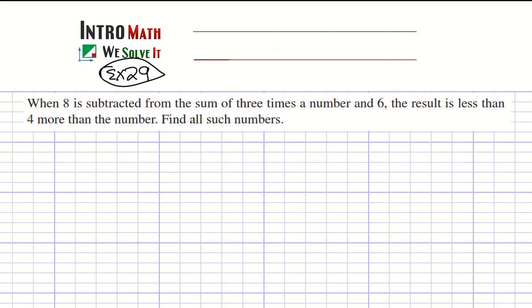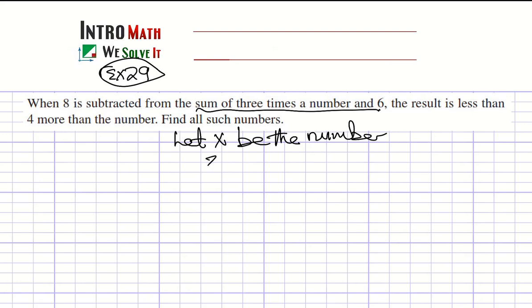So we'll start the way we normally do. Let x be the number they're talking about. Then start doing what they said they did to x. When 8 is subtracted from the sum of 3 times a number and 6. So the sum of 3 times a number, 3 times x plus 6, and the 8 is subtracted from it. You see what they're saying? I hope you get that.